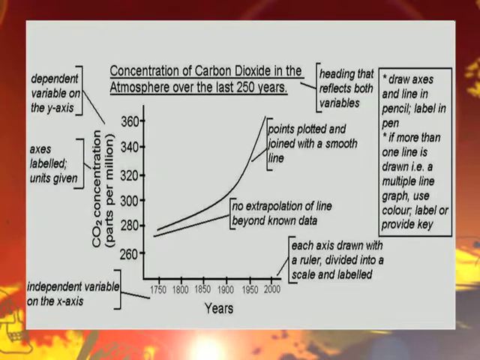Finally, provide the graph with a heading that mentions both variables that are being compared. Sometimes you'll have to draw more than one line on the graph. This is called a multiple line graph. You may use color to distinguish the lines from each other, but then you must label these lines or provide a key.